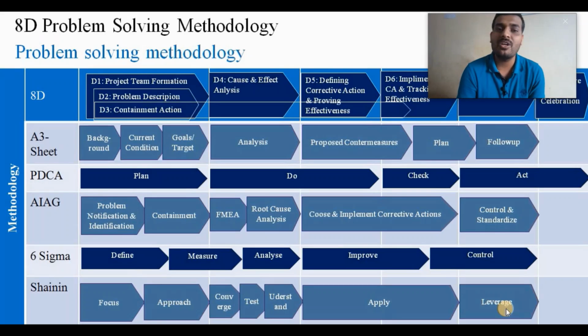Generally, this Shainin methodology uses the thinking of moving from Green Y to Red X, that is from the output variable to the potential causes. All the rest of the problem solving methodologies like 8D, Six Sigma or PDCA are traditional problem solving methodologies in which the thinking is from X to Y. So this is the overview of various problem solving methodologies.